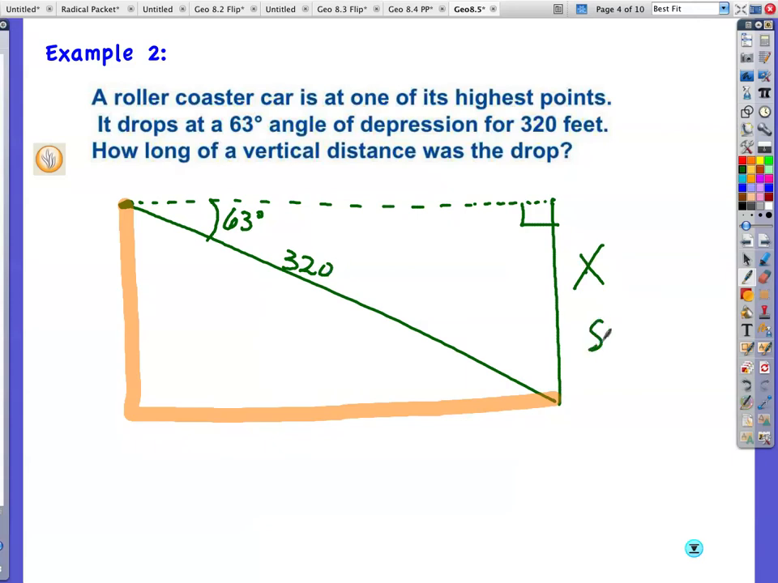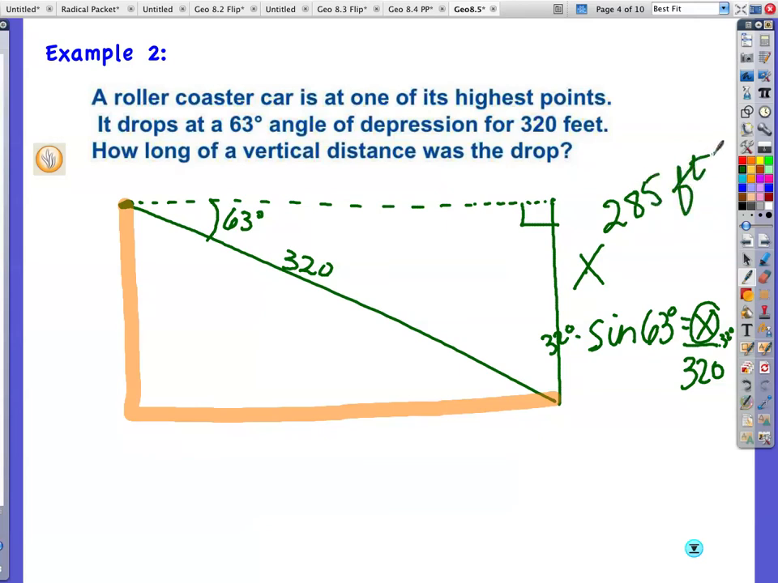So sine of 63 degrees is equal to the opposite over hypotenuse, which is 320. All right, and to solve for x, I take both sides times 320, and I calculate 320 times sine of 63, and I'm getting 285.1. I'll just leave it 285, and it appears that we're talking about feet, so 285 feet. All right, example 3.